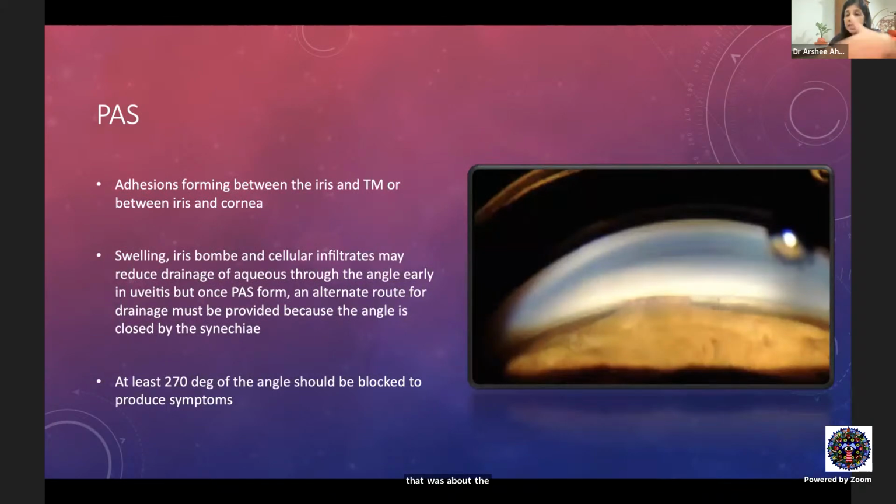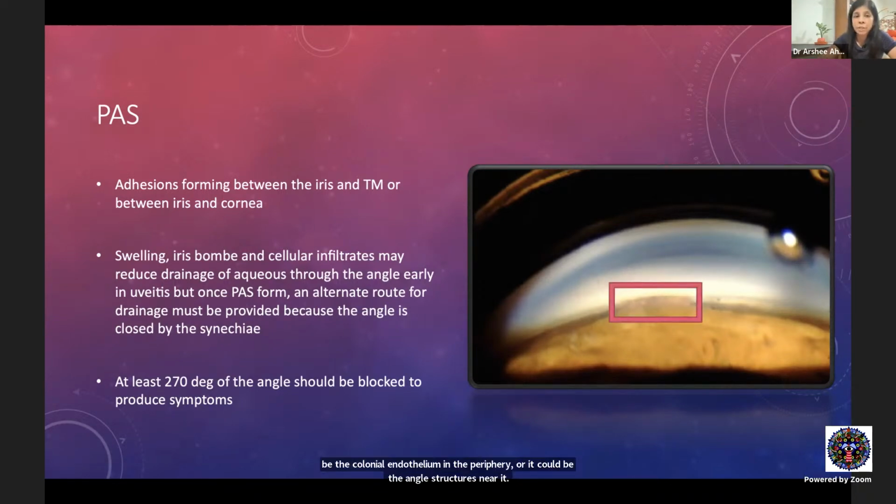Now what is an anterior synechia? So what is present anterior to the iris? Either it would be the corneal endothelium in the periphery, or it would be the angle structures near it. So any adhesion which is forming between the iris and the trabecular meshwork or between the iris and the cornea is called a peripheral anterior synechia.